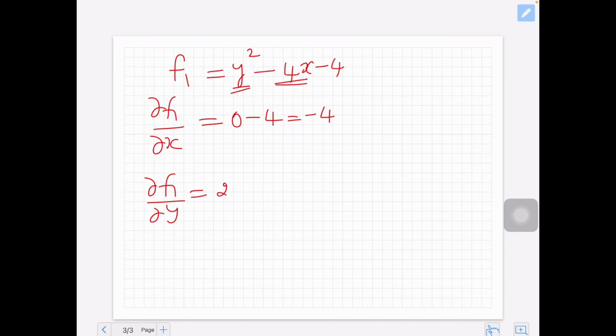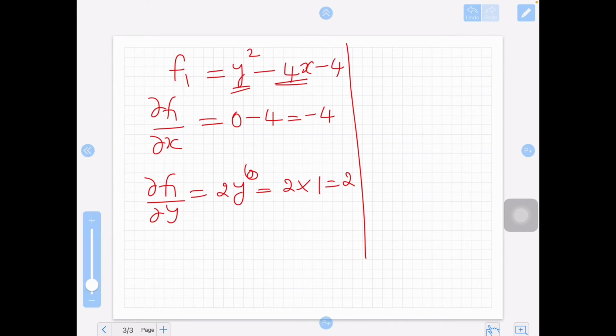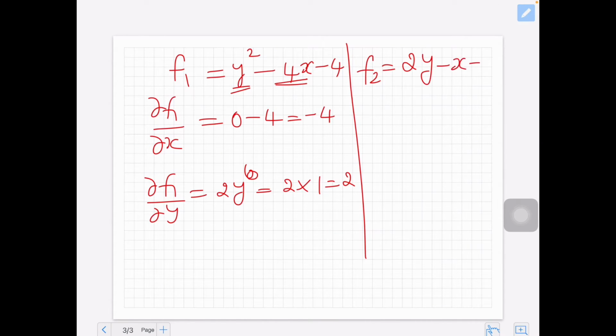With respect to y, it is 2y, as you all know. So here, the initial solution is y of 0, which they have given as 1, that is 2. Similarly, if you consider the second function, that is 2y minus x minus 2, you partially differentiate that F2 with respect to x, you will get minus 1. If you partially differentiate that with respect to y, you will get 2.